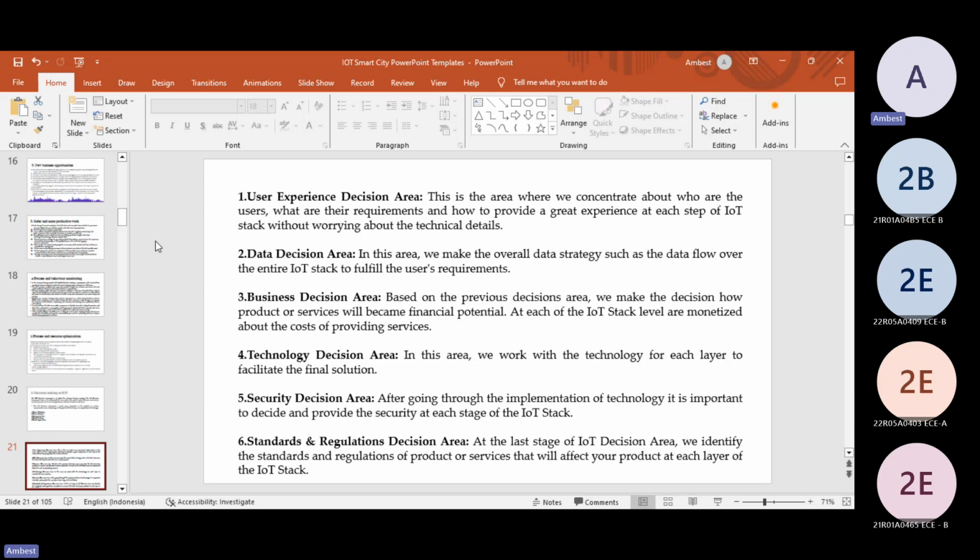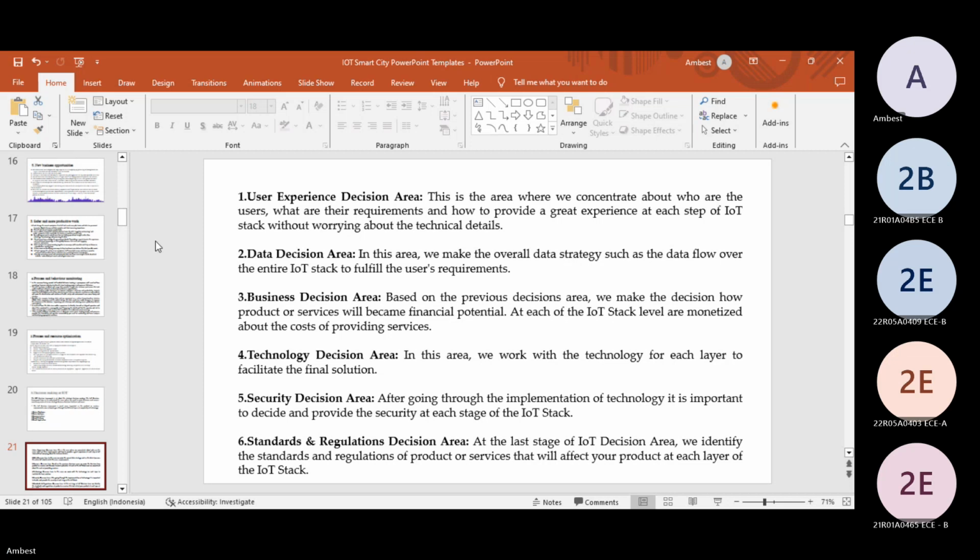And the last thing is the standards and regulations decision area. In this last decision area, you have to identify the regulations of a product, which the services are going to affect, for each layer of the IoT stack. So in this, we're going to clarify and identify those things, and we're going to be aware of that.